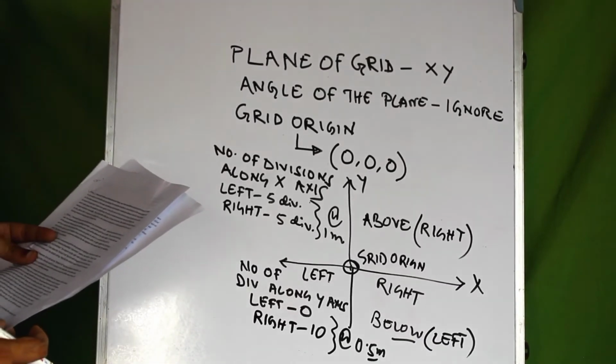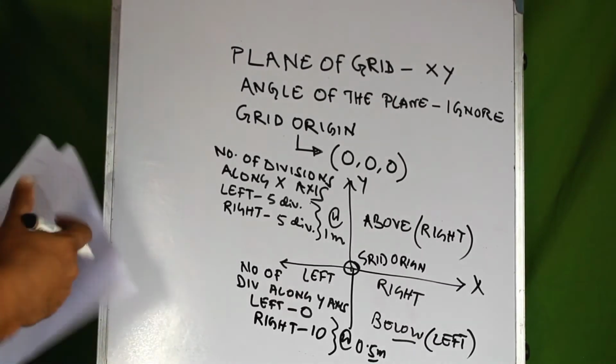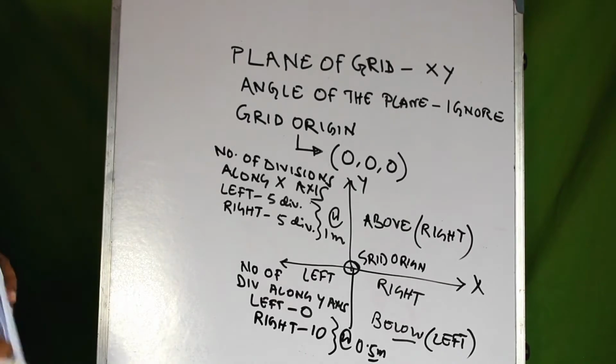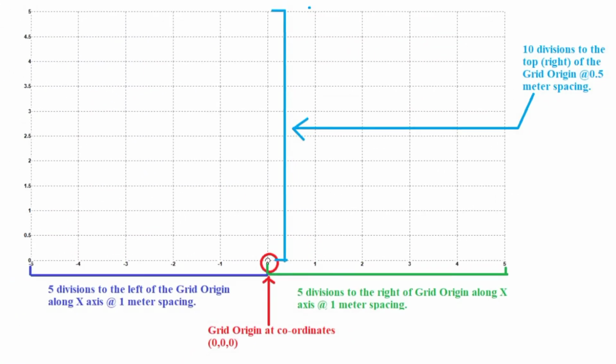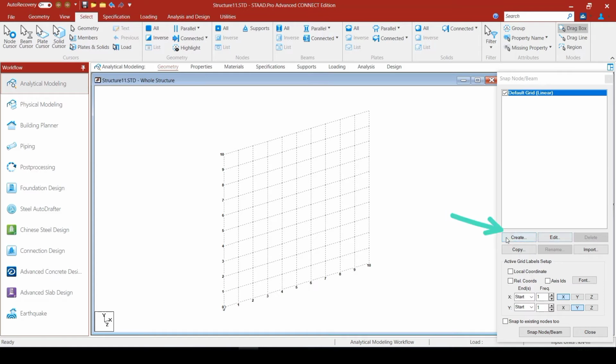Now, what would this mean? We will actually end up with a grid something like this. Let me try and explain. Now that we have understood the basic concept of generating a construction grid, let us go into STAAD.Pro and define the same. So let us click on this create button here to create our new construction grid.